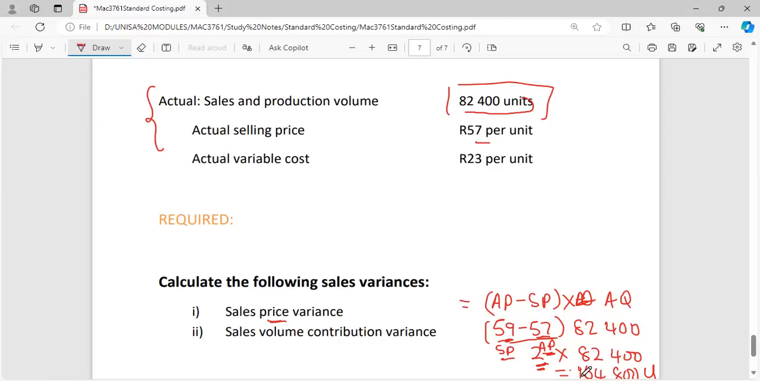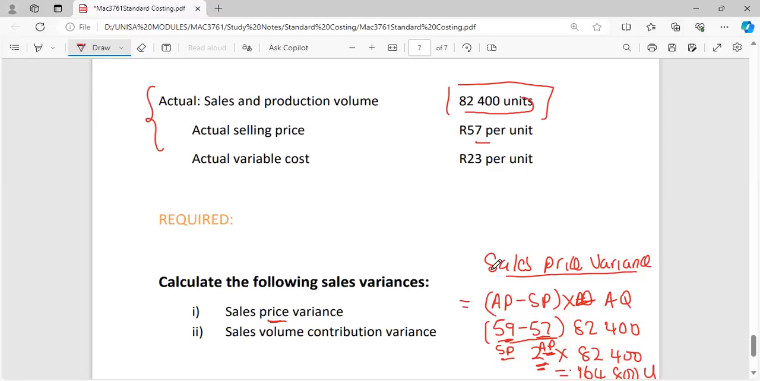Right? So that's there. Then on the second one, this one was the sales price variance. You see, the sales price variance formula is still the same, but what you need to take note of now is the adverse and the favorable when you are dealing with the sales price variance.